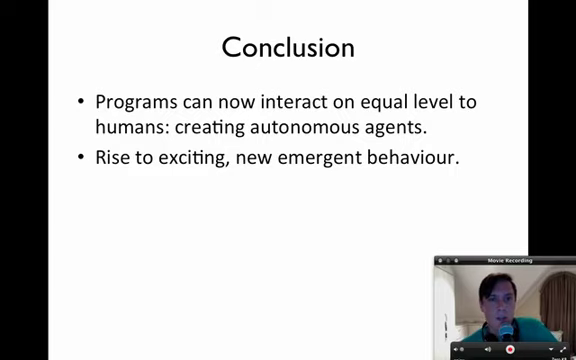To conclude, we can now design protocols and systems in which programs can interact on an equal level with humans. They can transact with each other equally and transact on an equal level with humans, creating this idea of autonomous agents and programs and machines, which give rise to exciting new and emergent behavior that will hopefully improve humanity for everyone.